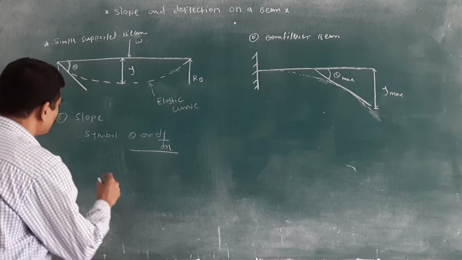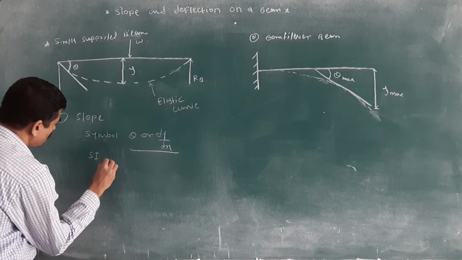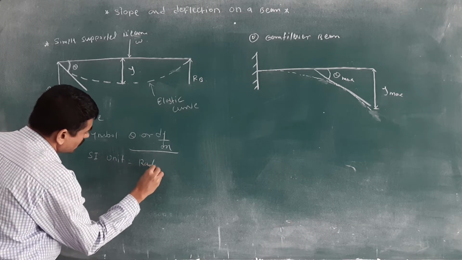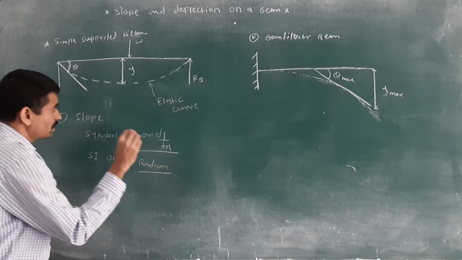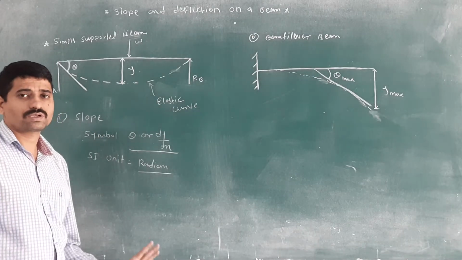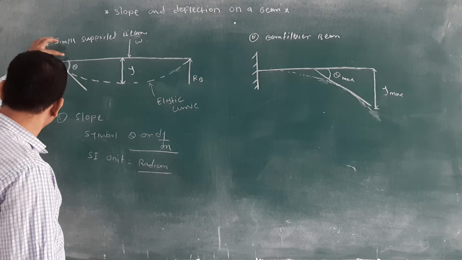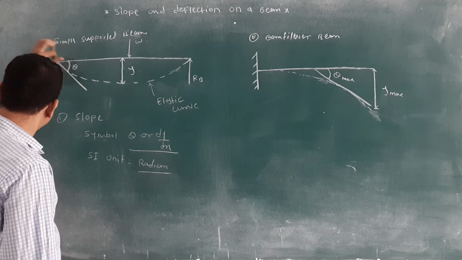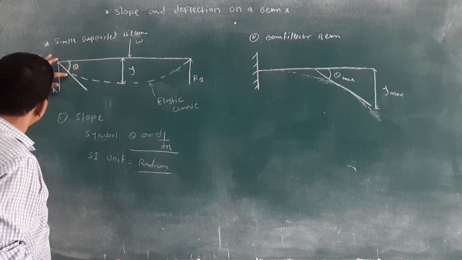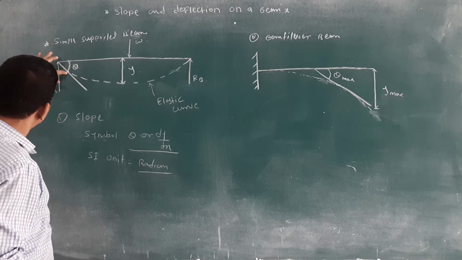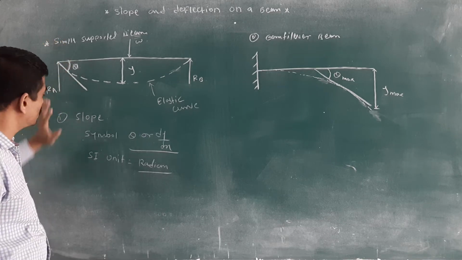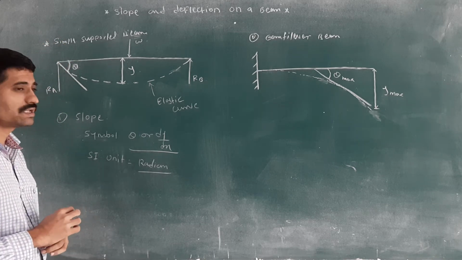And what is the SI unit of the slope? The SI unit of the slope is radian. Know how to convert degree to radian or radian to degree. All of you getting what is meant by slope? The angle in radian between the tangent to the elastic curve at that point and the original axis of the beam is called slope. Then what is the deflection?